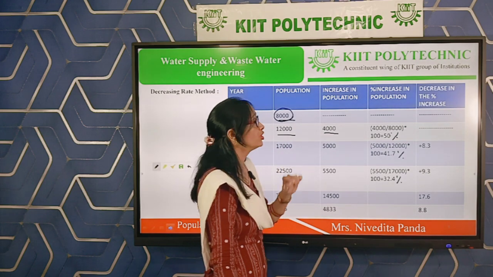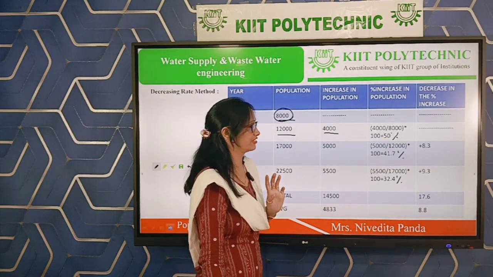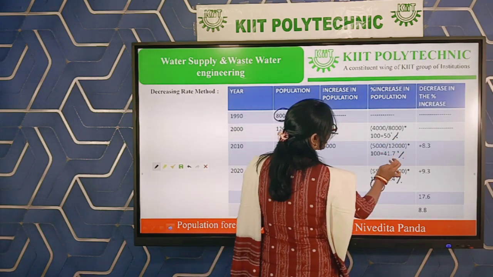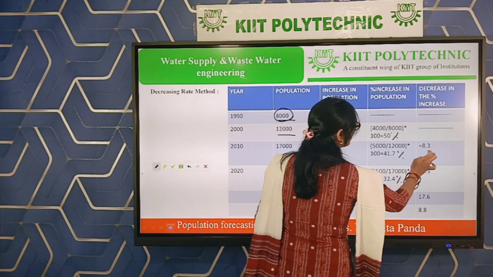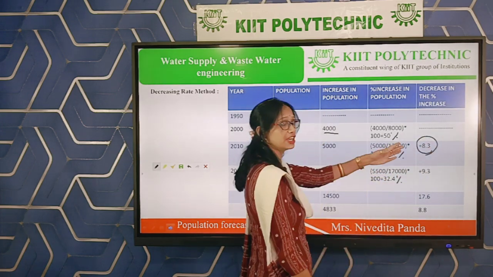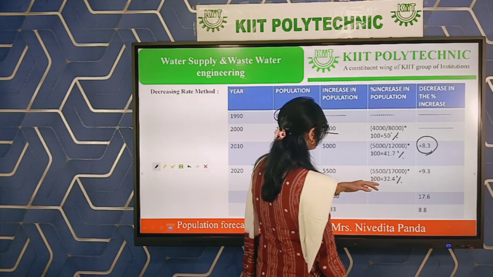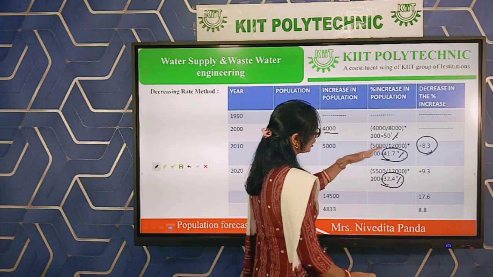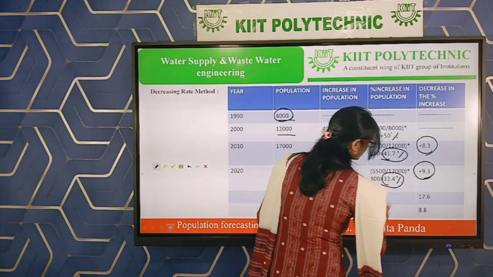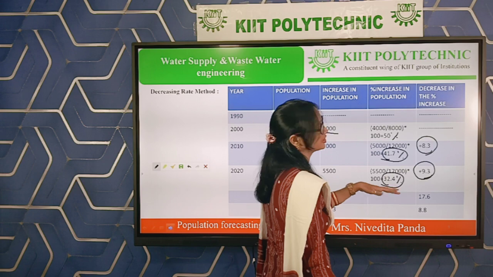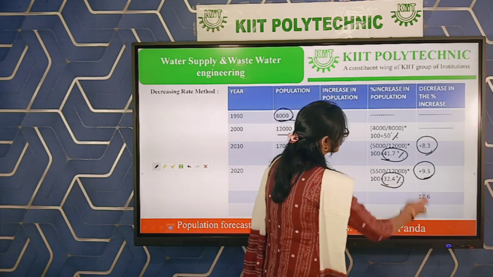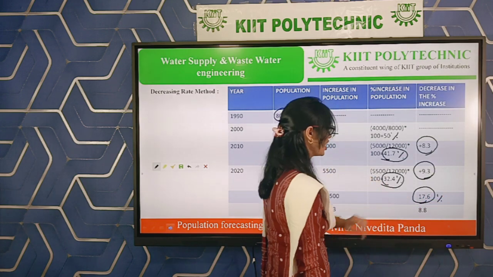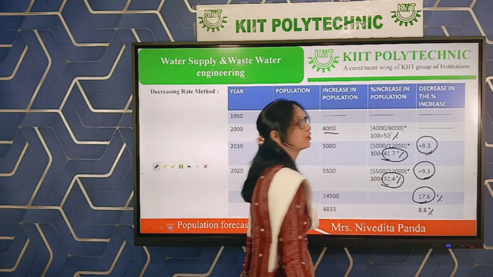Then we will find the decrease in the percentage increase. So we have to subtract 50 minus 41.7. The value we are getting is positive 8.3. According to this process, here is 32.4% and it is 41.7%. When we subtract, we get 8.3%. All are positive because it is the decrease in increase percentage. We add these and get 17.6%. And what is the average? That is by 2, that is 8.8%.